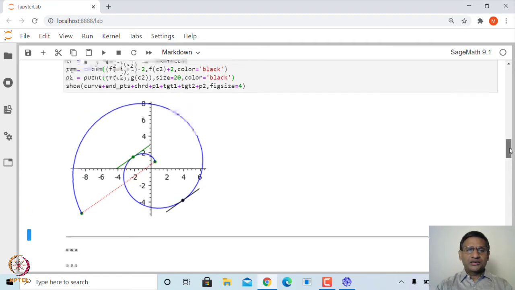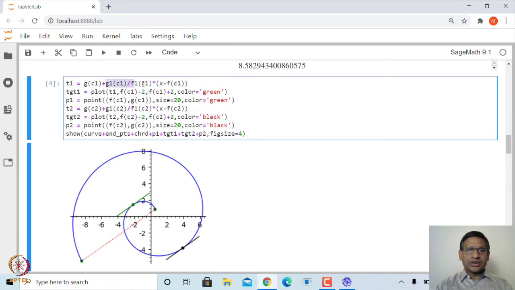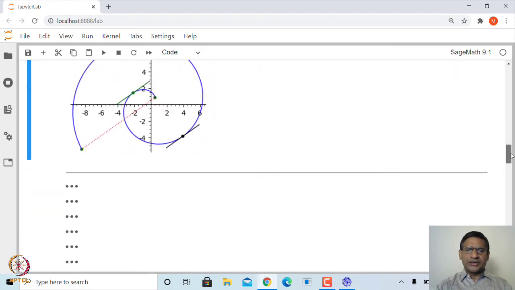Here the slope of this tangent will actually be 1 upon m, which we have defined, that is the same as saying g'(C1) divided by f'(C1). That is how it is plotted. You can add the third point, and you can expect the third tangent to be somewhere here. So, this is the verification of the Cauchy mean value theorem and its geometric meaning.